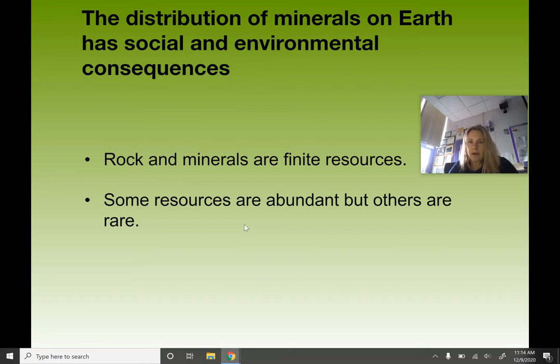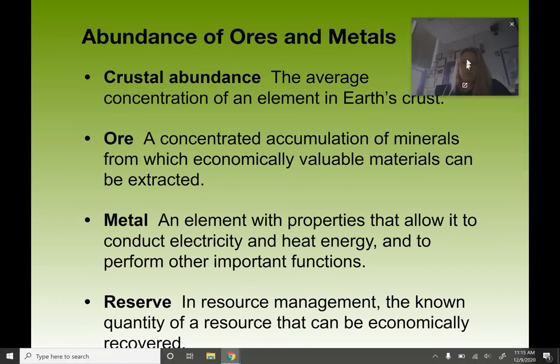All right, so if we look at minerals, the rocks and minerals, they're finite, meaning that there's not an unlimited amount of those things. So it's important to preserve them and to understand how they work and not to overuse them. So some are very abundant, some are very rare. And we've got a few terms here.